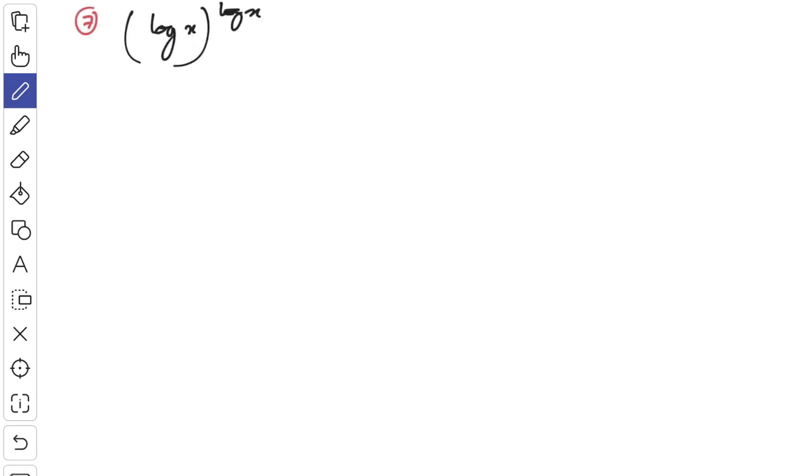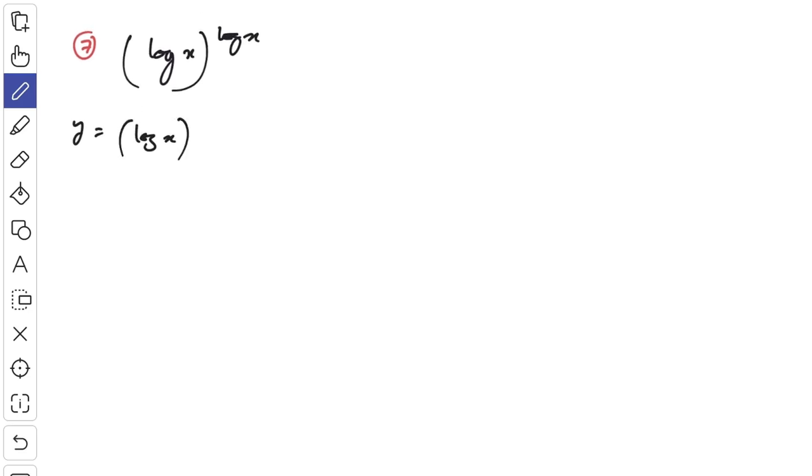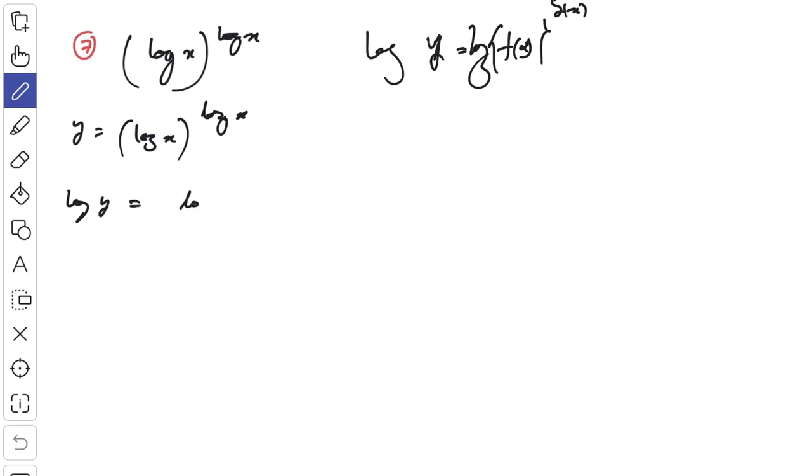That's very simple. Now let us solve question number 7. Here y is equal to log of x whole to the power, again log of x. I have already told you that when you have y is equal to f of x to the power another function g of x, in this form, then you should take log on both sides. So now take log. Here you will get log y on one side, and on the other side, log of log x to the power log x.